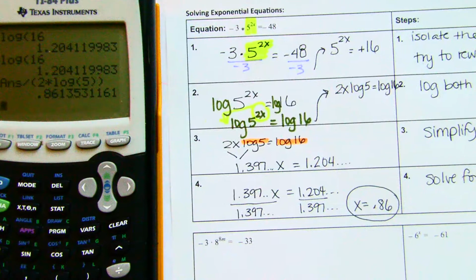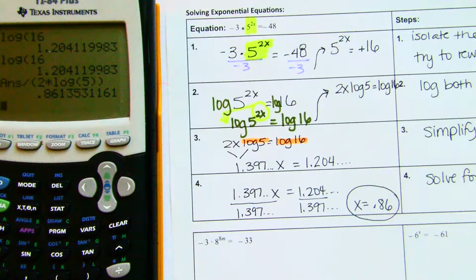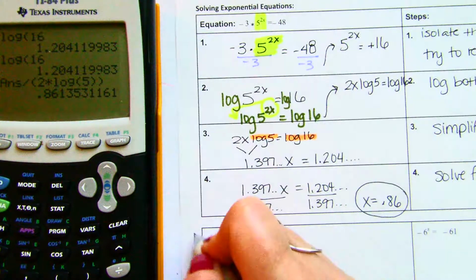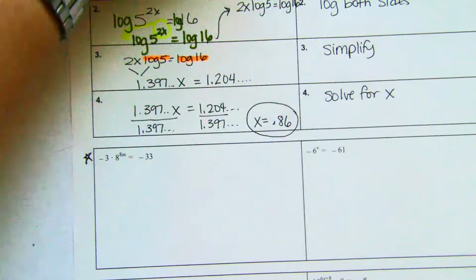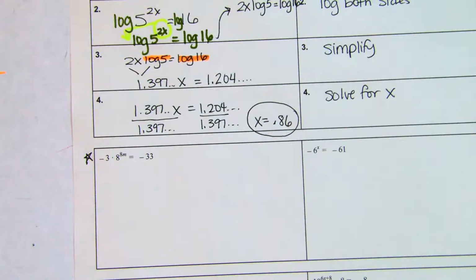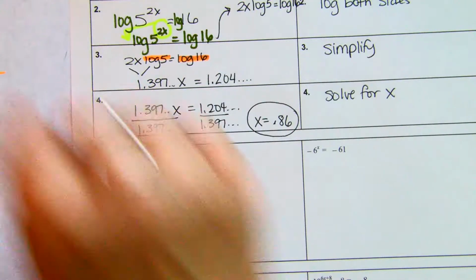All right. So why don't you guys take a pause and try doing this one, and then come back and I'll show you to make sure you're right. Go ahead and take a pause and give that one a try. It's very similar. Okie dokie. Hopefully you guys tried that.